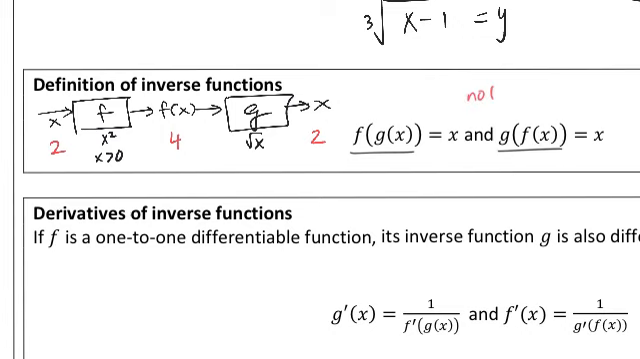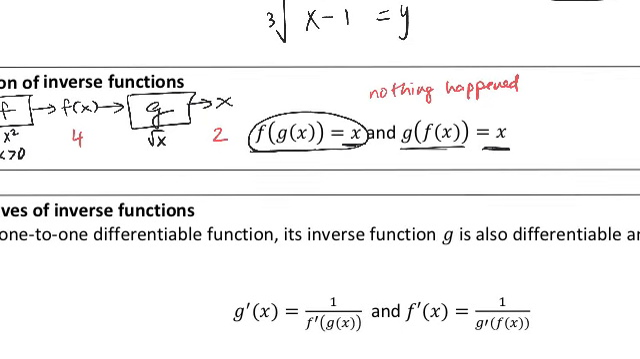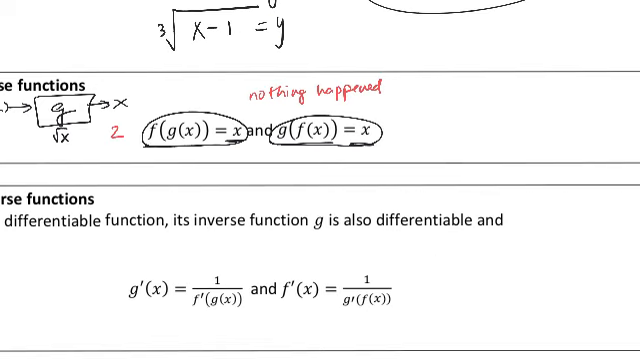So nothing happened, because when you do the two things together, you just get out x, okay? So remember that if the question says f of g of x is equal to x, or g of f of x is equal to x, either way, this is another way of saying that f and g are inverses, okay?